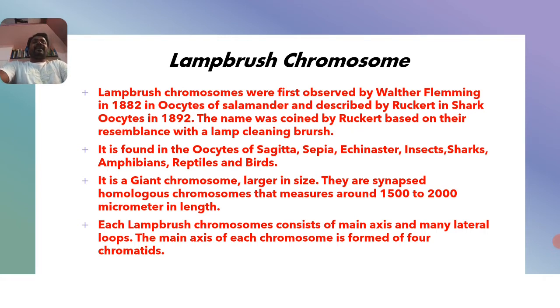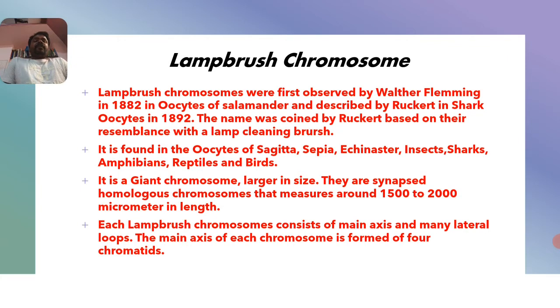in oocytes of salamander, which comes under amphibians. It was observed by Walther Fleming, and described by Ruckert in shark oocytes in the year 1892. Sharks come under Pisces. The name lampbrush was coined by Ruckert based on its resemblance to a lamp cleaning brush. It looks like a lamp cleaning brush, hence it is called a lampbrush chromosome.